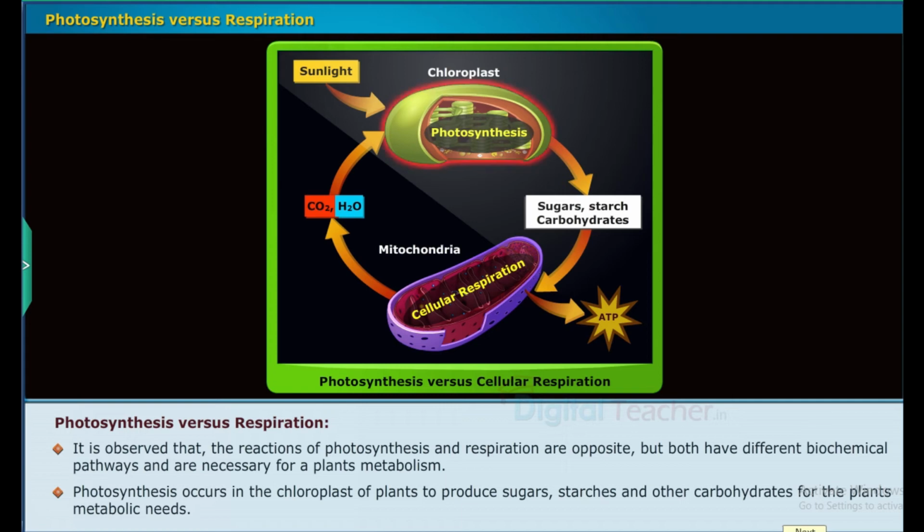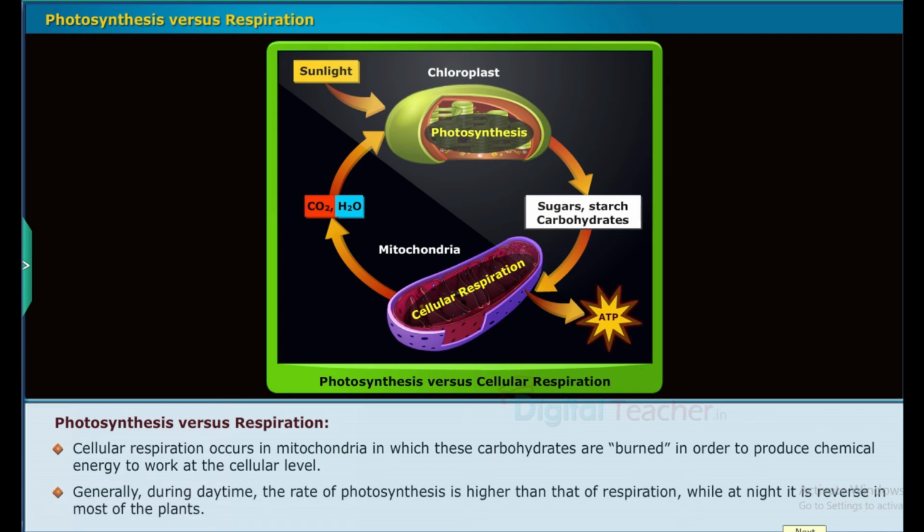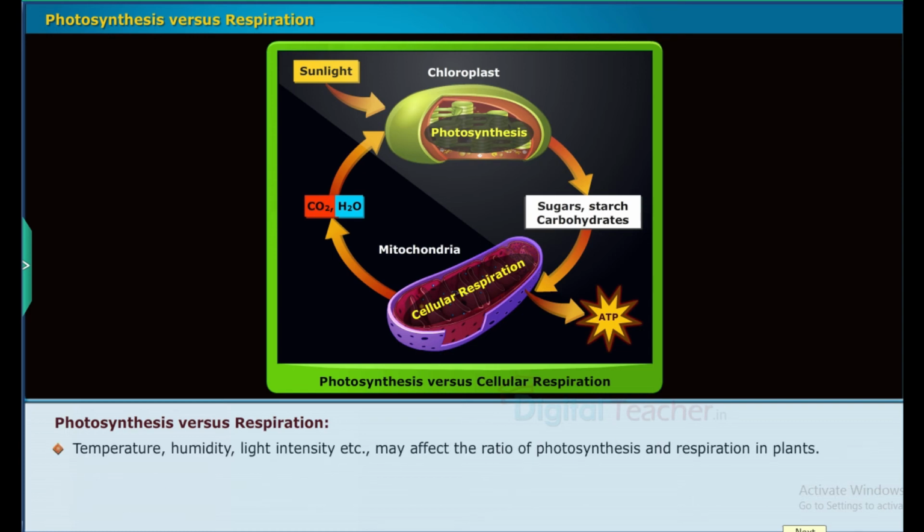Photosynthesis occurs in the chloroplast of plants to produce sugars, starches, and other carbohydrates for the plant's metabolic needs. Cellular respiration occurs in mitochondria, in which these carbohydrates are burned in order to produce chemical energy to work at the cellular level. Generally, during daytime, the rate of photosynthesis is higher than that of respiration, while at night it is reversed in most of the plants. Temperature, humidity, light intensity, etc. may affect the ratio of photosynthesis and respiration in plants.